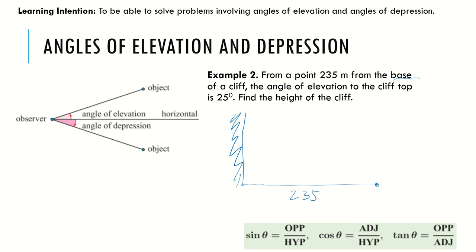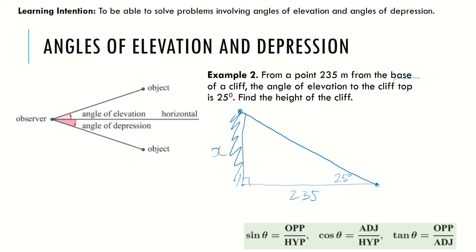If we're here and we're looking up to the cliff top, the angle of elevation is between the horizontal and looking up towards the object, which is the cliff top. So the angle of elevation is in here. 25 degrees is in here. Now obviously the cliff is at a right angle, so we have a right angle triangle. And now what we're trying to find is the height of the cliff. So the height of the cliff is x.